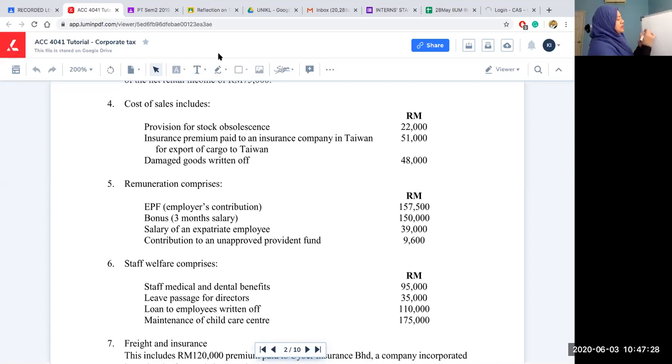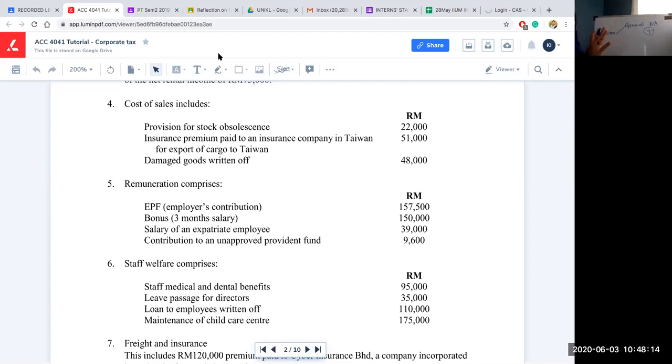So when we talk about provision accounts, right? Generally, general provision not allowed. So, bila not allowed, what do you do? You have to add back. Okay? So, what do you mean by general provision? Bila you come up with a provision for stock obsolete, provision for gratuity, provision for doubtful debts, provision for bad debts, all these provision accounts are not allowed. Right? So, you have to add back lah. What do you mean by add back? It means that you have to add back whatever provision made during the year.